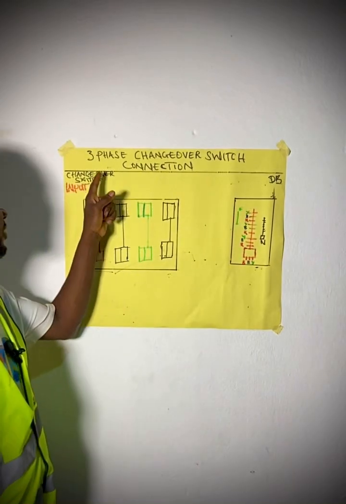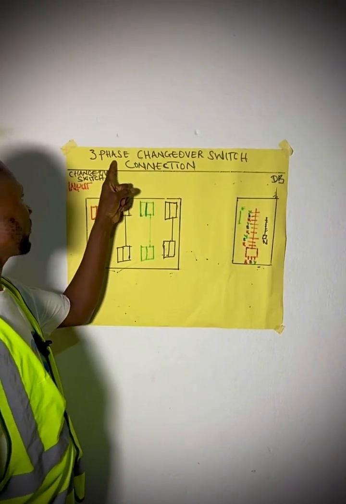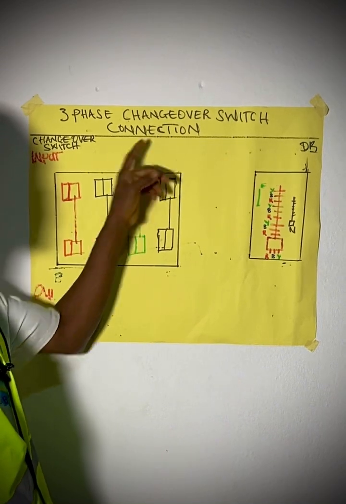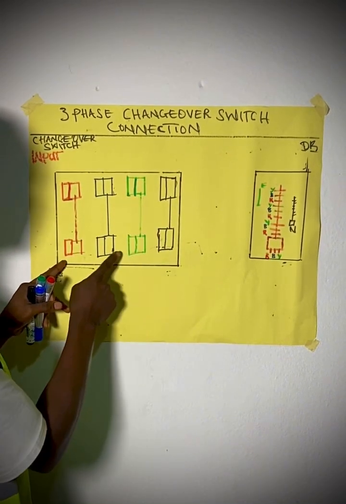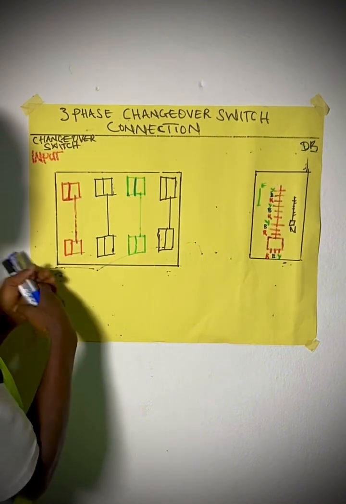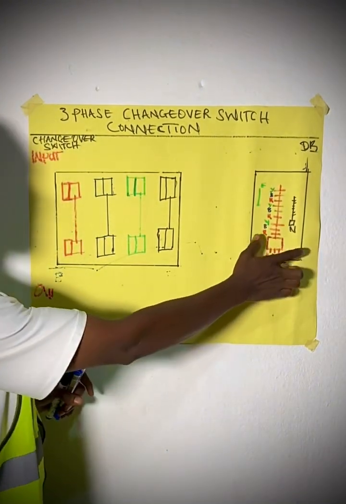I want us to discuss or dissect a topic which says three-phase changeover switch connection. If you watch here, this diagram represents our three-phase changeover, and here we have our DB, distribution board. Here is the diagram for it.